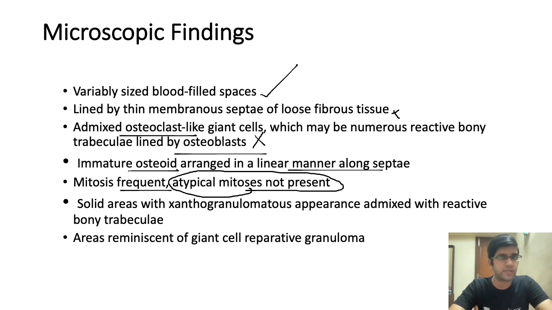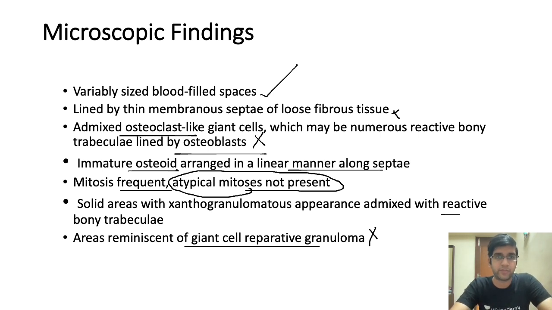Solid areas of xanthomatous changes can happen mixed with the reactive trabeculae. See, it's an aneurysm. It'll rupture, I'll have a bleeding. That will form a reactive bone formation with lots of macrophages in them, right? Areas reminiscent of giant cell reparative granuloma. Important. This is a very close differential diagnosis. Especially there's a variant called a solid variant of aneurysmal bone cyst. A giant cell reparative granuloma is almost indistinguishable from a solid variant of aneurysmal bone cyst.